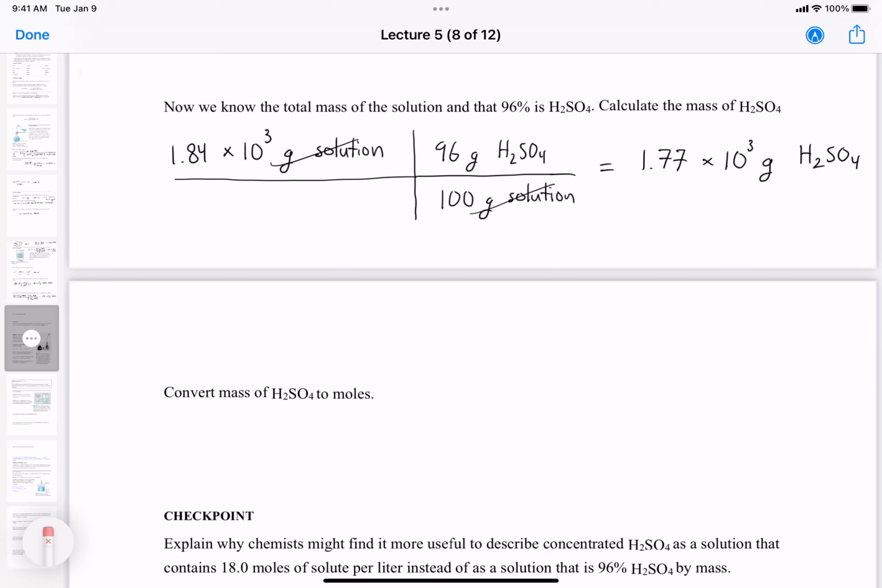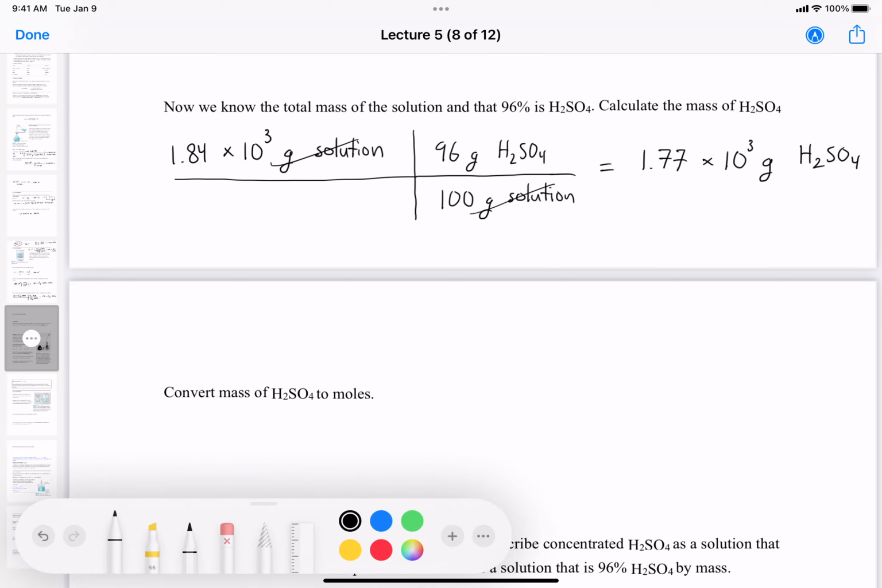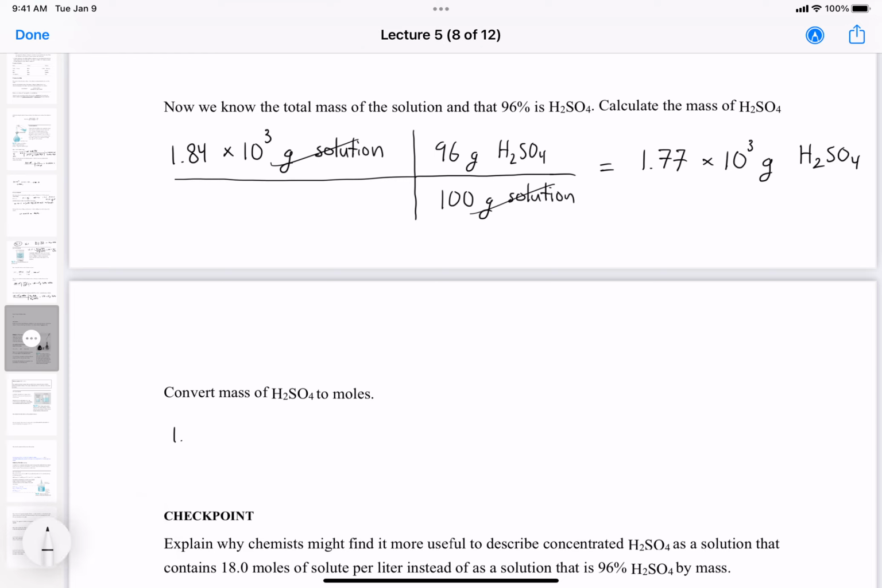Now let's convert the mass of H2SO4 to moles. Lastly, we'll convert H2SO4 to moles. So 1.77 times 10 to the third, not negative, third grams H2SO4.